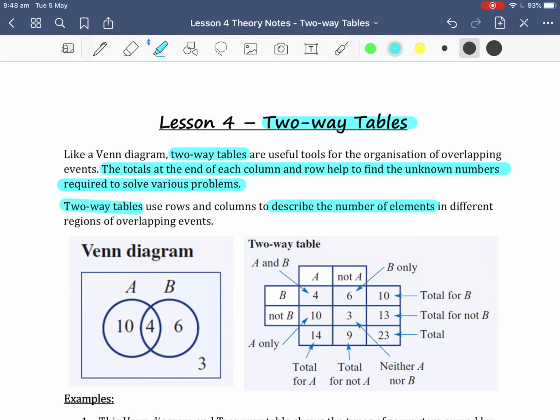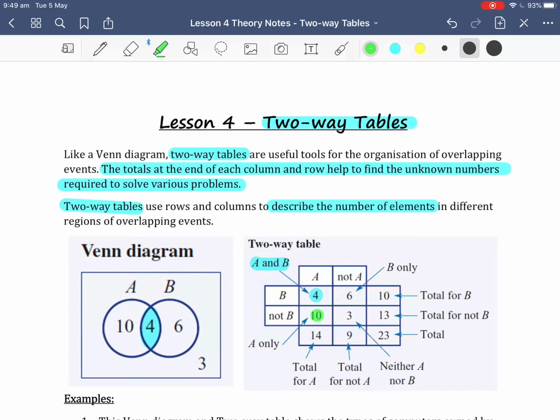So what we have here is a Venn diagram, which we looked at last lesson, and we also have a two-way table. We're going to have a little look at how they are the same. Our first thing is our number 4 here. You can see that this is A and B on our two-way table. On our Venn diagram, our number 4 is this overlapping section where A and B both occur.